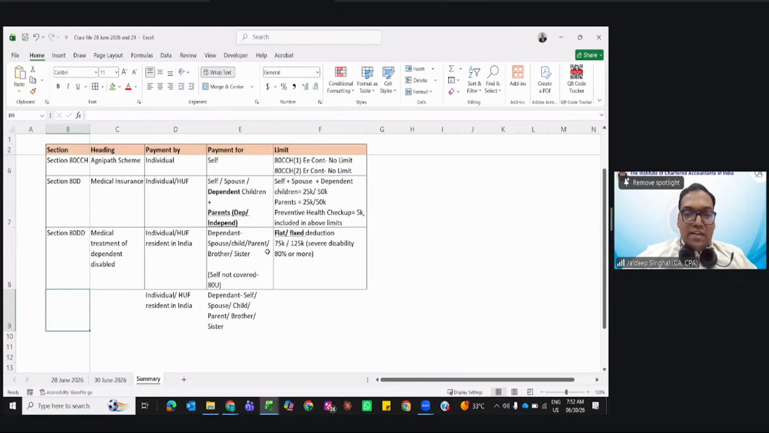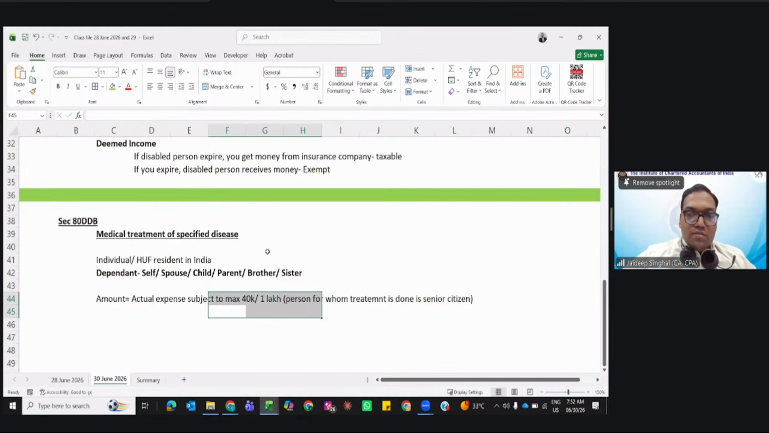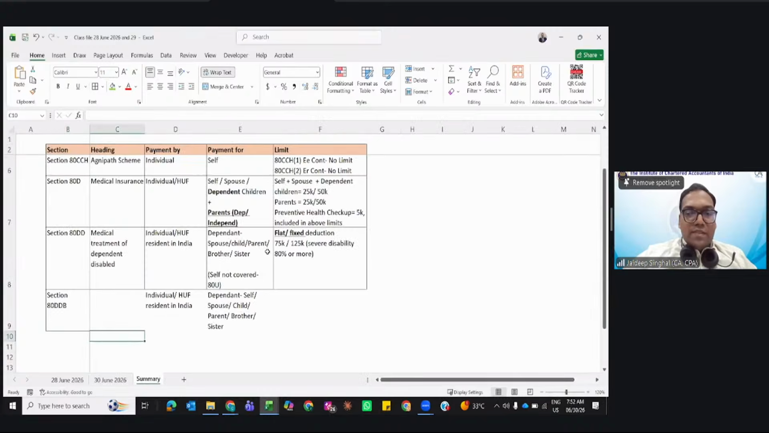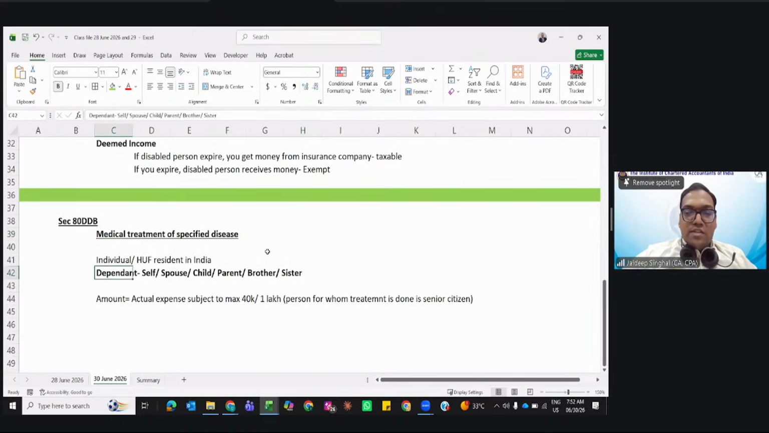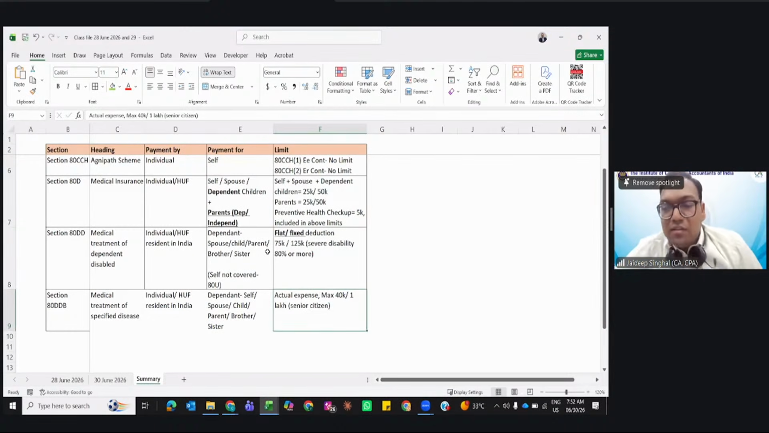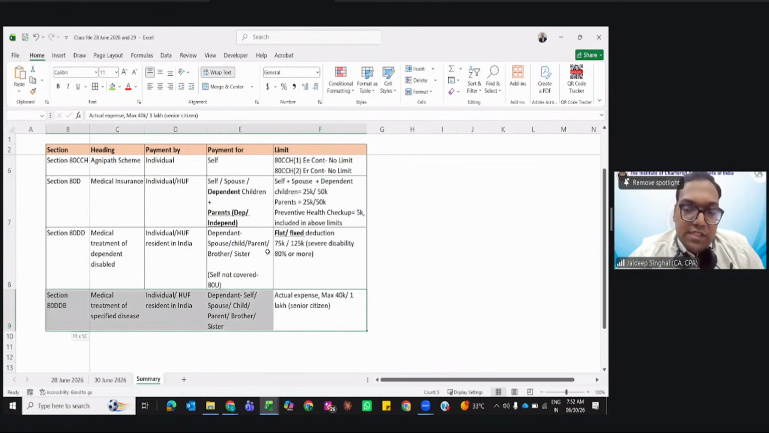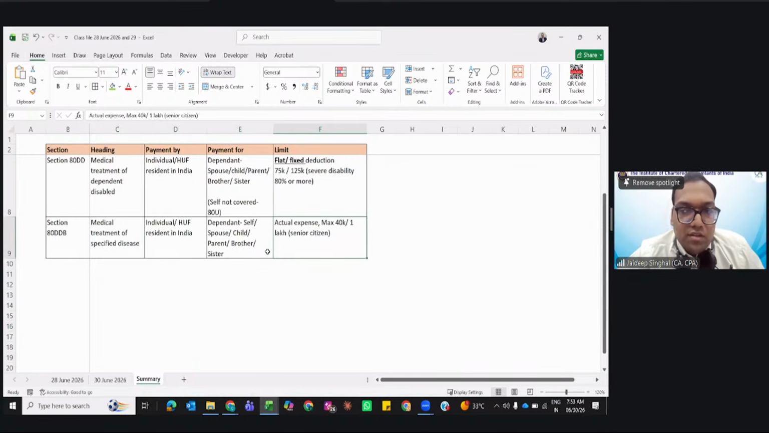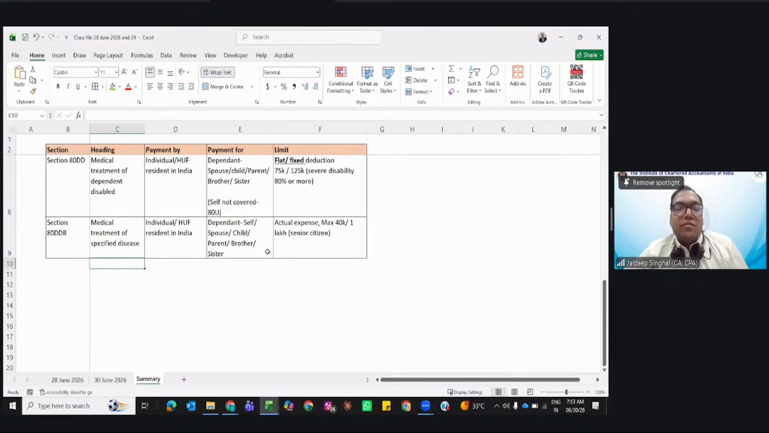It is for the specified disease, 80DDB. It is for the medical treatment of specified disease, right? The deduction is actual expense, max 40K, or 1 lakh for senior citizen, right? So this is 80DDB, right? The 80DDB limit is reduced if you receive any reimbursement, that I have already clarified, Anil. The limit is reduced if you receive any reimbursement from the employer or the insurance company, correct?